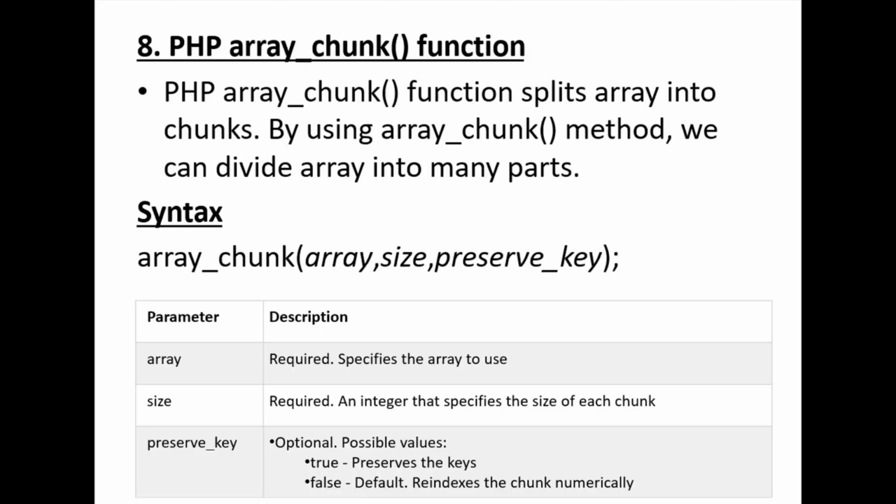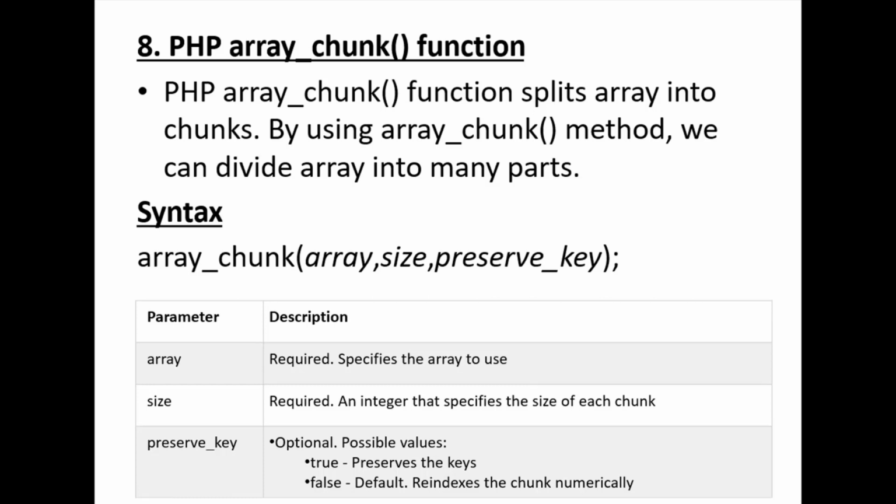Next is the PHP array_chunk function. It splits an array into chunks. By using the array_chunk method, we can divide an array into many parts. If you want to divide a particular array into many parts, you can use the array_chunk method. The syntax is array, size, preserve_key. Array and size are required. Preserve_key is optional.